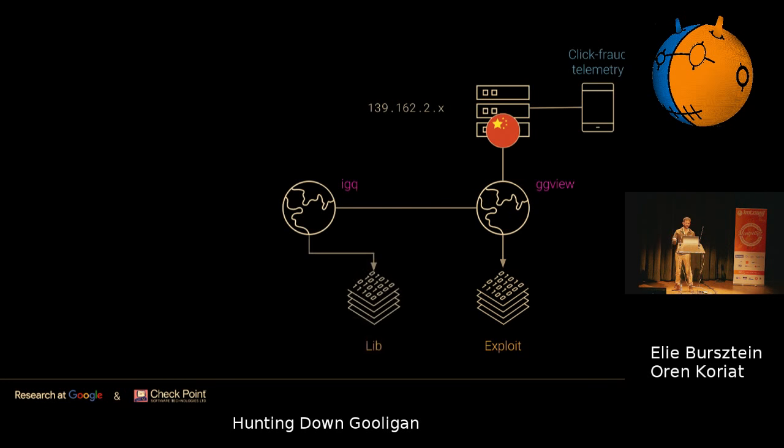Once exploited, it's talking to the IGQ resource on the same server. This resource is in charge of delivering the dynamic libraries that will be injected into Google Play. And this service is also in charge of delivering the actual fraud commands. What APKs should be downloaded, what comments should be made in Google Play, stuff that Elie will explain more about.